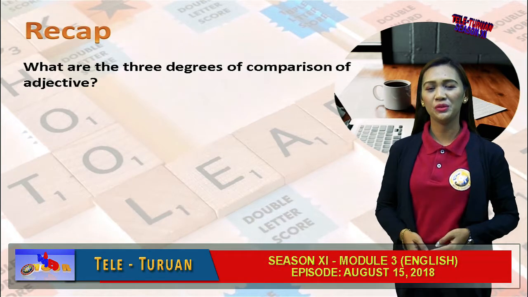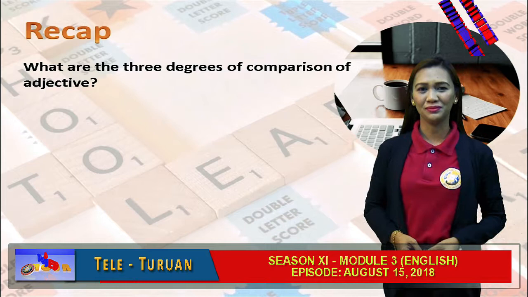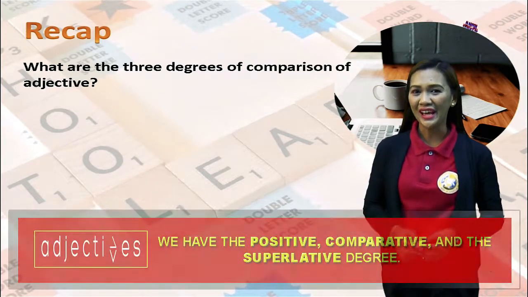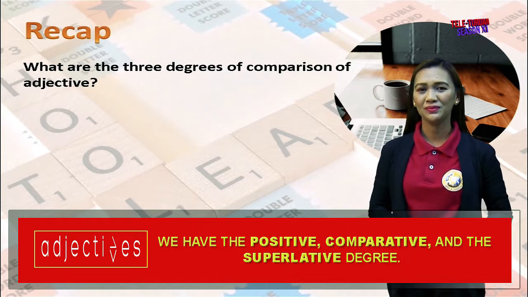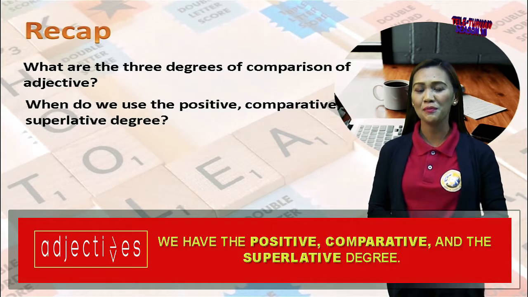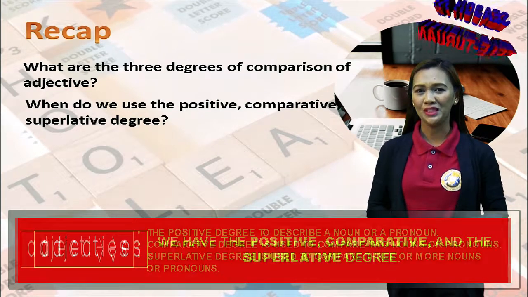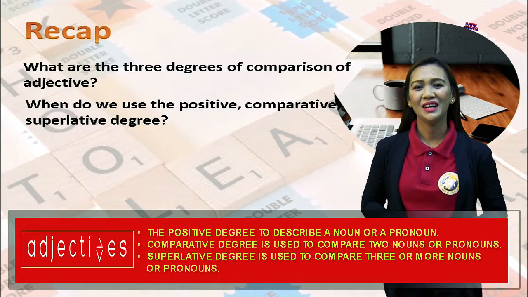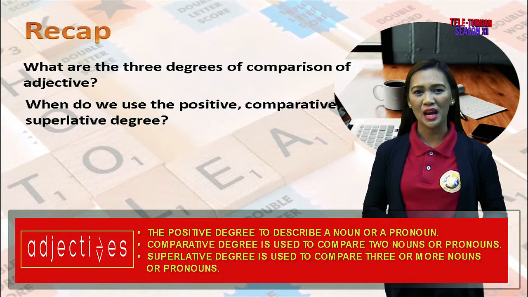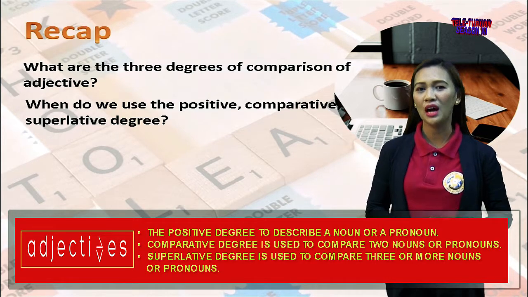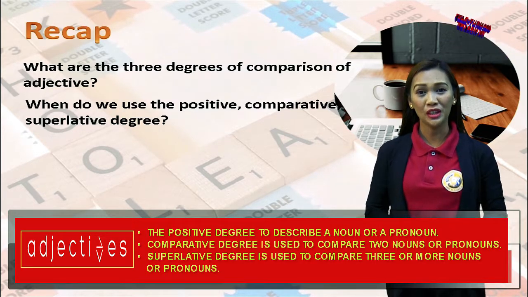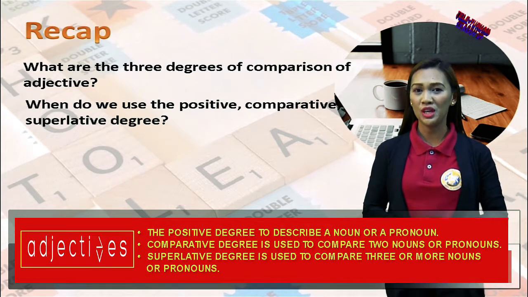What are the 3 degrees of comparison of adjective? That's correct. We have the positive, the comparative, and the superlative degree. When do we use the positive, comparative, and superlative degree? Very good. We use the positive degree to describe a noun or a pronoun. Comparative degree is used to compare 2 nouns or pronouns. And superlative degree is used to compare 3 or more nouns or pronouns.